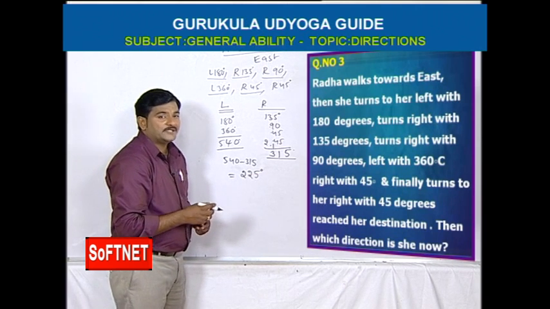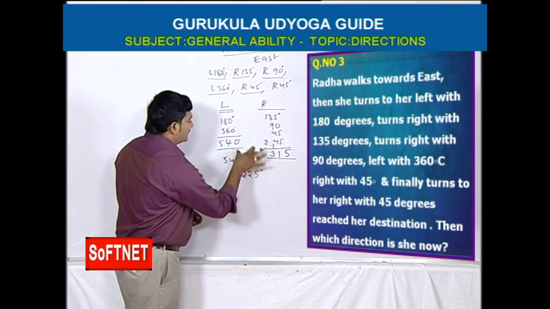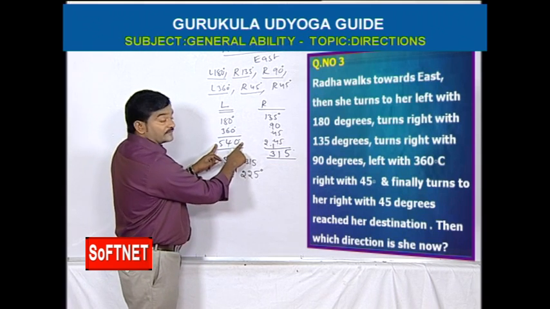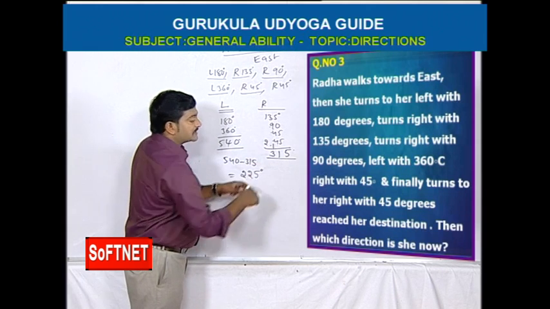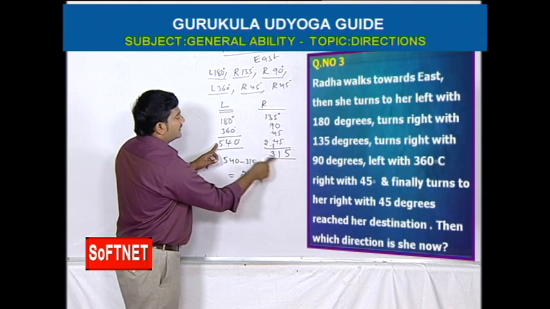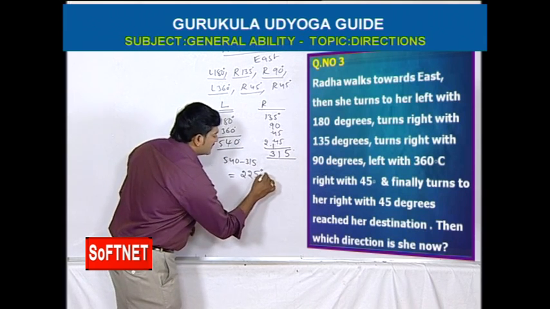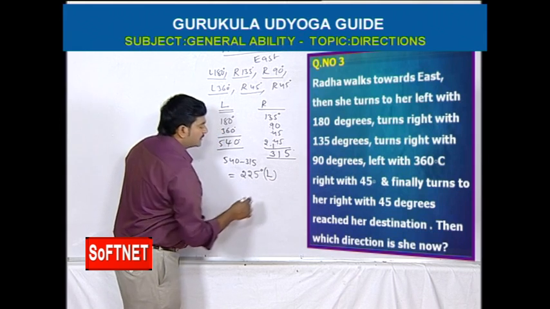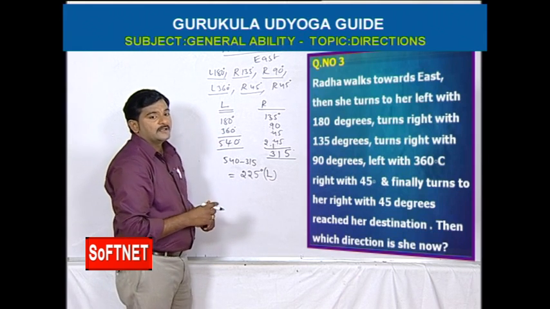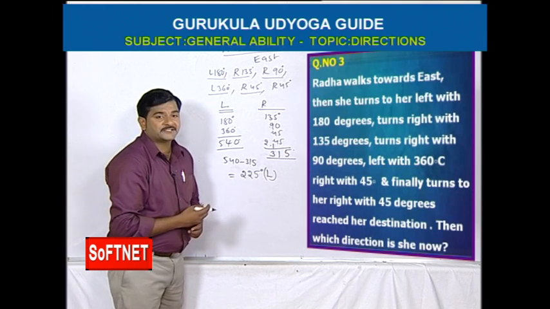Now observe here, is this 225 left in right angles or left angles? Left angle is 540, whereas right angle is 315. So the left angle is greater than the right angle. What does it mean? The difference is 225 degrees, left on the left side. So now, which direction is she facing now?